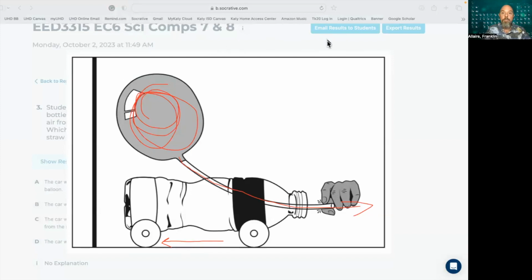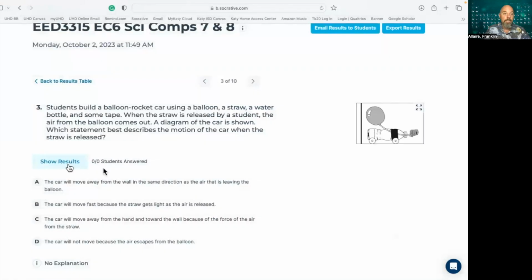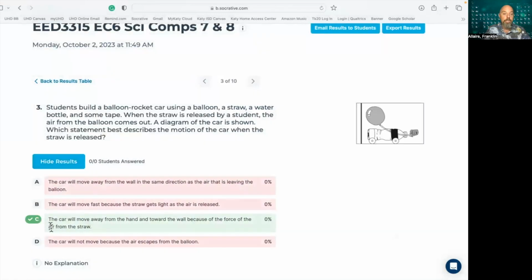And so looking at our answer choices here, our best answer choice is going to be the car will move away from the hand and towards the wall because of the force of the air from the straw. A is incorrect because it says the car will move away from the wall in the same direction as the air that is leaving the balloon. That is incorrect. Remember, as the air comes out one way, the car is going to move in the other way.